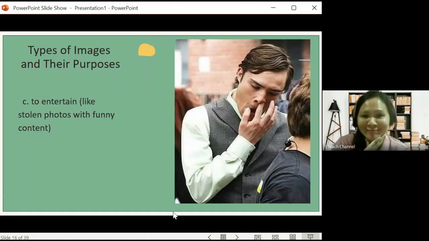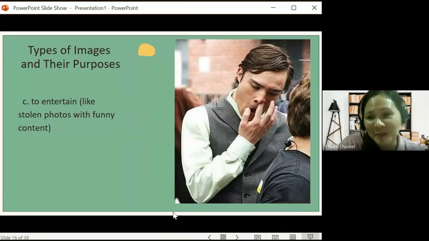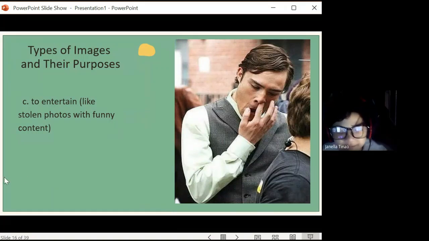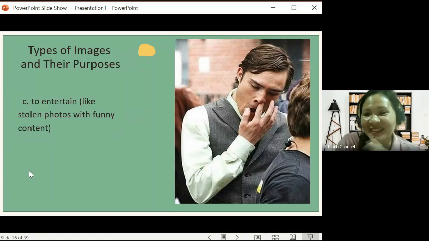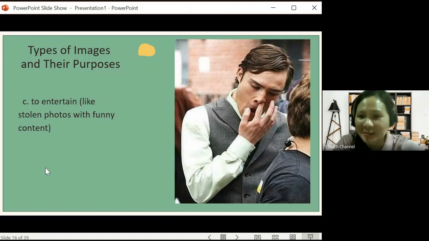Look at this. Is it funny? Yes po. Yes, it is funny. All right? Why? What is the purpose of this picture? To entertain po. All right. Yes, very good. This is to entertain, but this one is using a real image, a fact image. Okay? All right. Now, let's go to the next one.